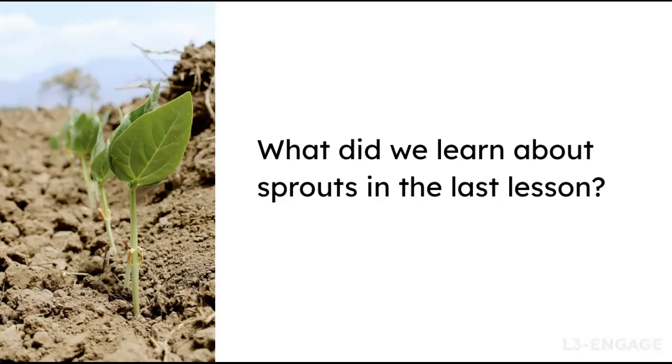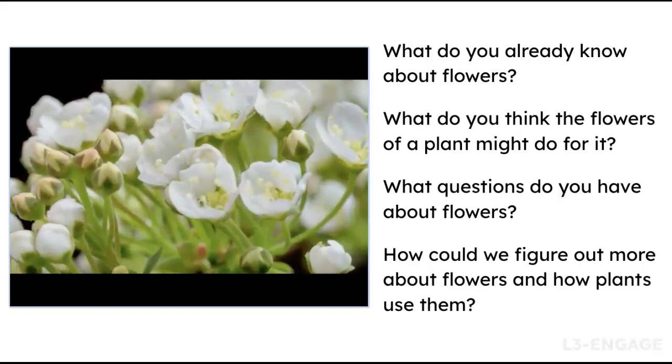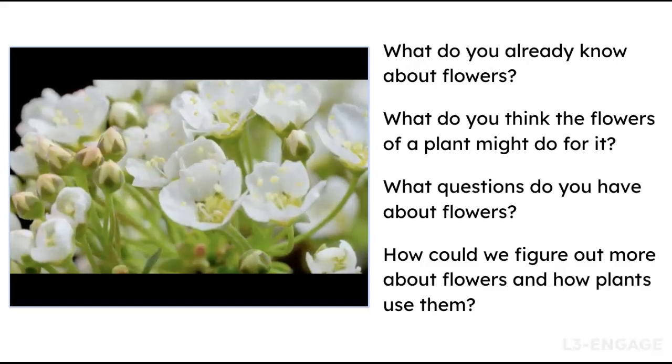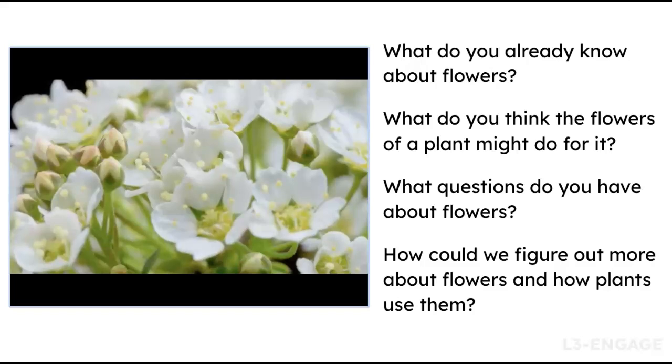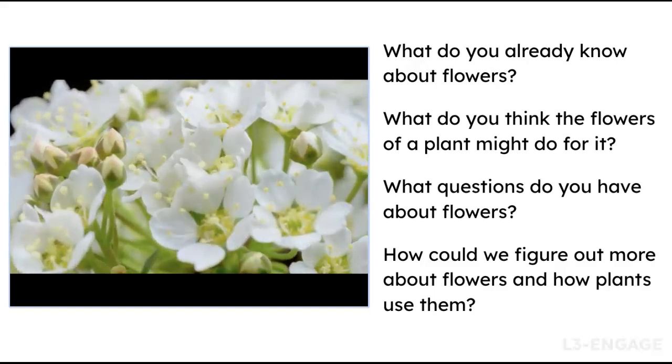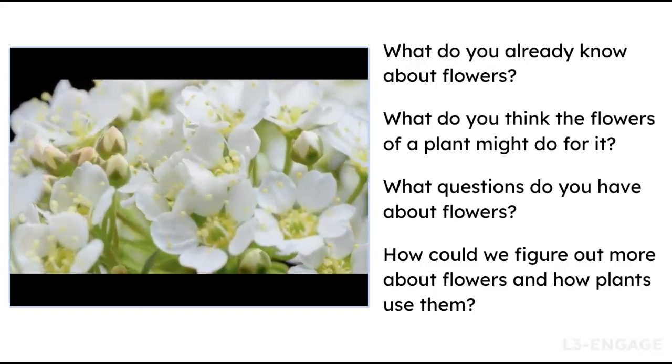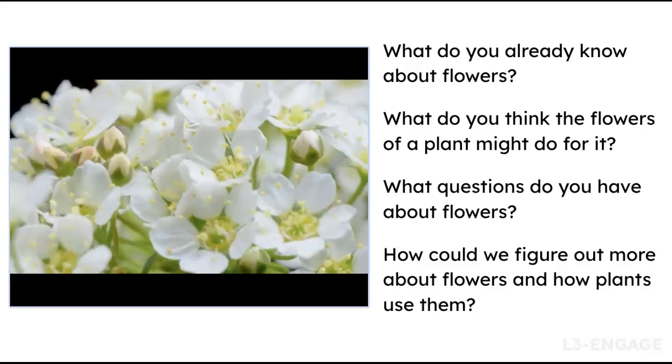To begin the engage portion of the lesson, you'll ask students what they've learned about sprouts and what they need to survive. You'll display a video of flowers and ask students what they know and want to know about flowers. You'll revisit the driving question board and highlight questions connected to the learning goals of this lesson by calling attention to questions about other plant parts.